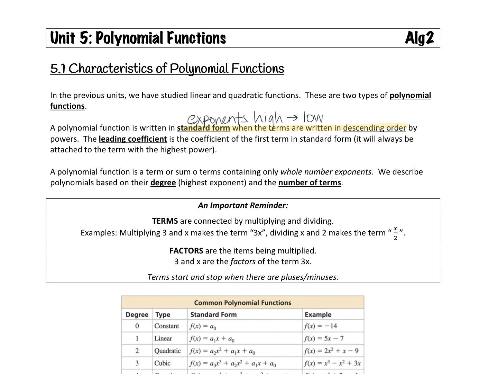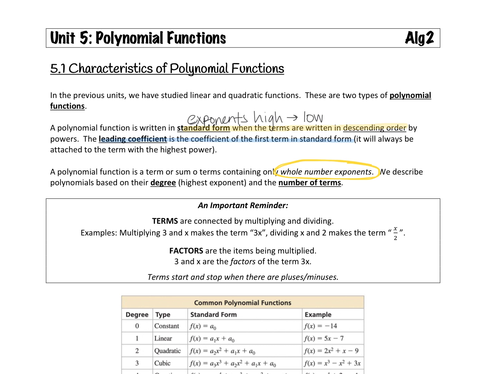The leading coefficient is like your line leader. So my daughter gets to be the line leader at preschool. So your line leader is your leading coefficient, the number in front of the first term, or the coefficient with the first term. And a polynomial is a term or a sum of terms that have only whole number exponents. So if you see fractions or decimals or negatives, that does not count.